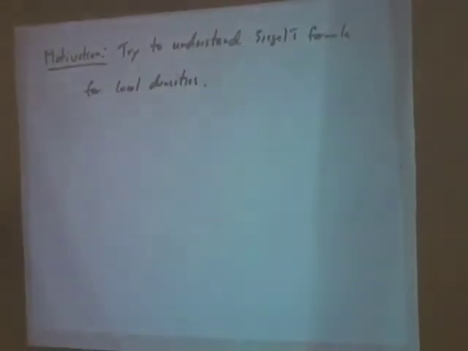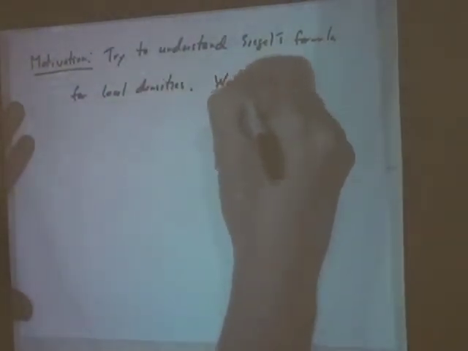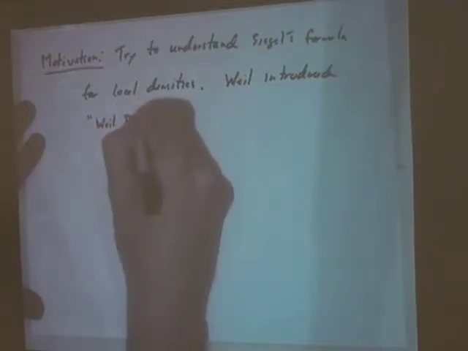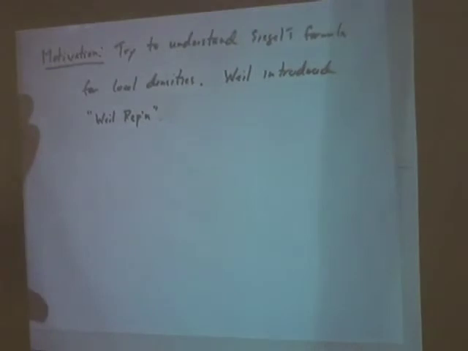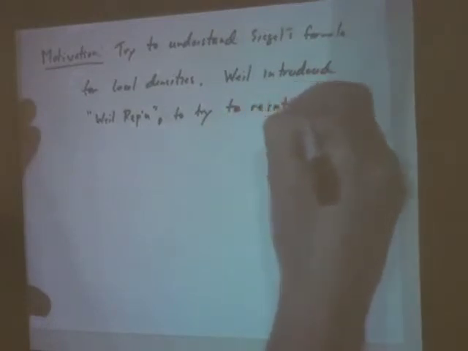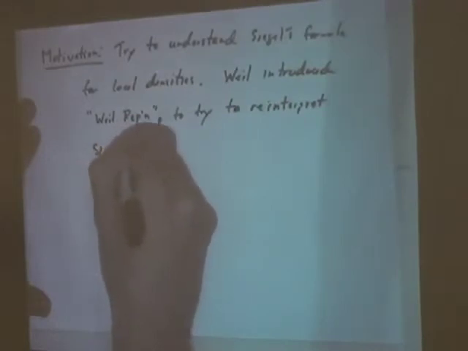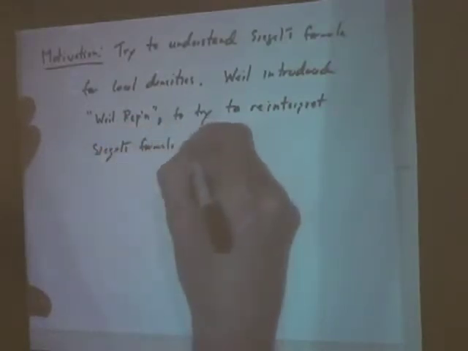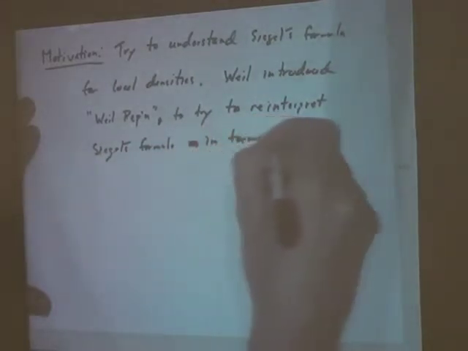was to try to understand the Siegel formula for local densities, but we want to understand it somehow in terms of representation theory. In an effort to do this, Weil introduced what is now called the Weil representation, sometimes called the oscillator representation, to try to reinterpret Siegel's formula representation theoretically.